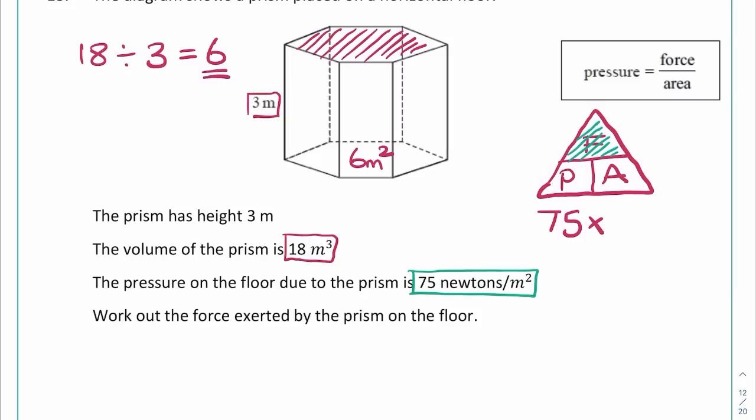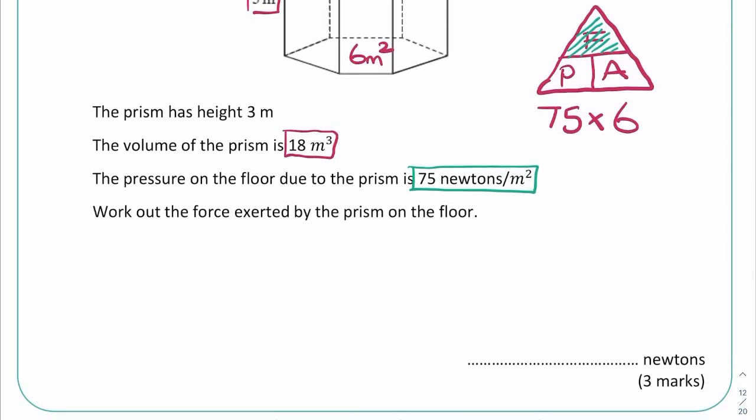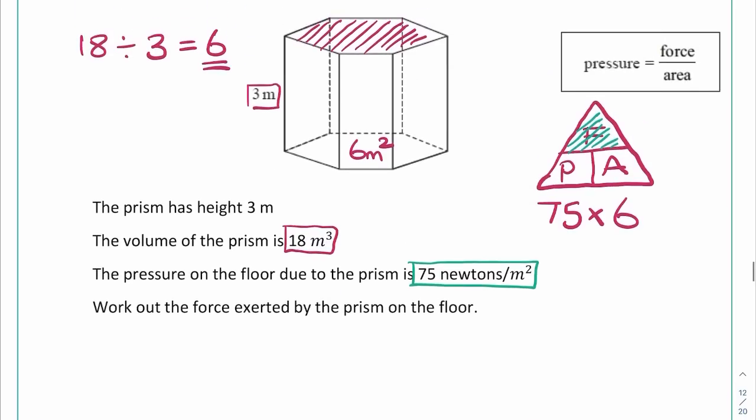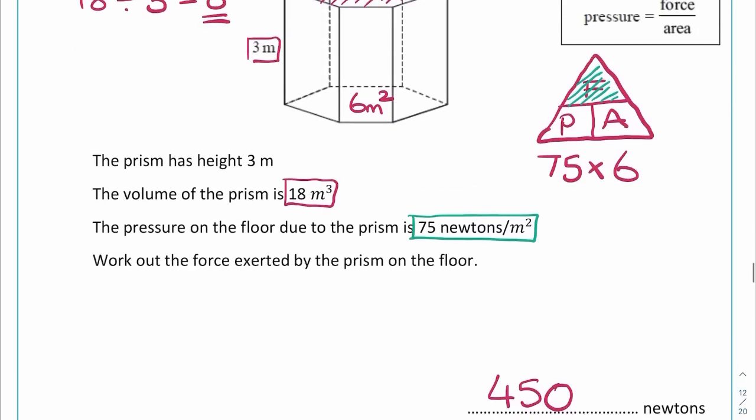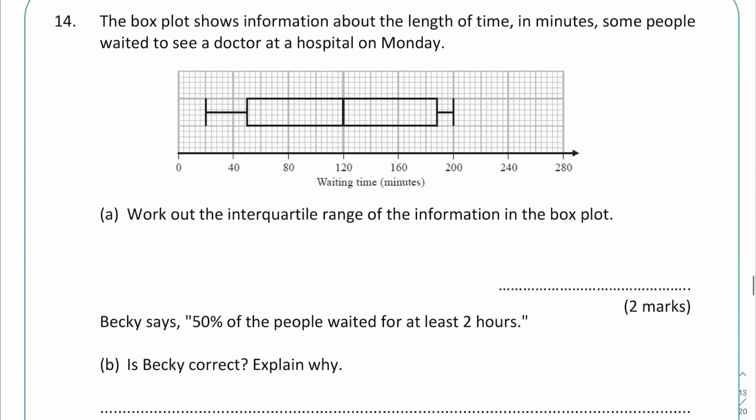So I'll just do 75 and multiply that by 6. And if I do that, that is going to give me the force. 75 times 6 is 450, and that is in newtons, and newtons is already on the dotted line. So there we go, 450 is our final answer. So we had a little bit of reverse volume there to get the area of the cross section, and then applying that to pressure, force and area. Okay, on to our next question.